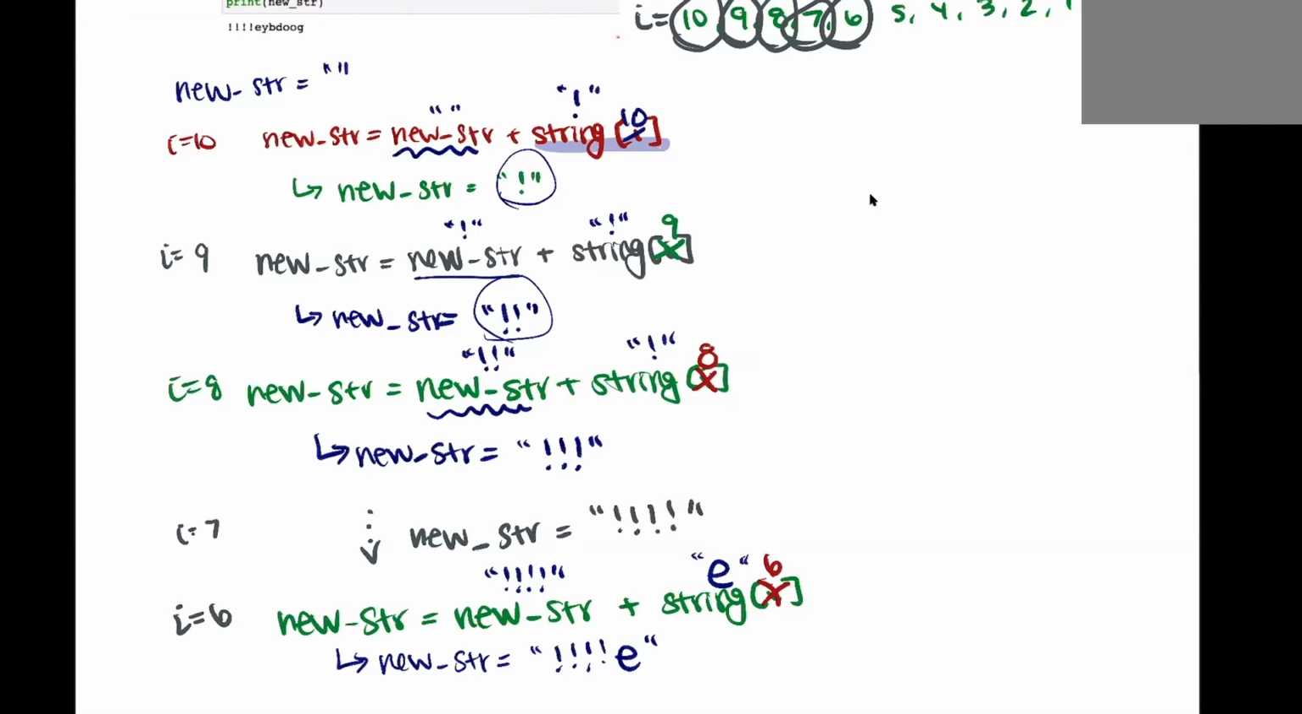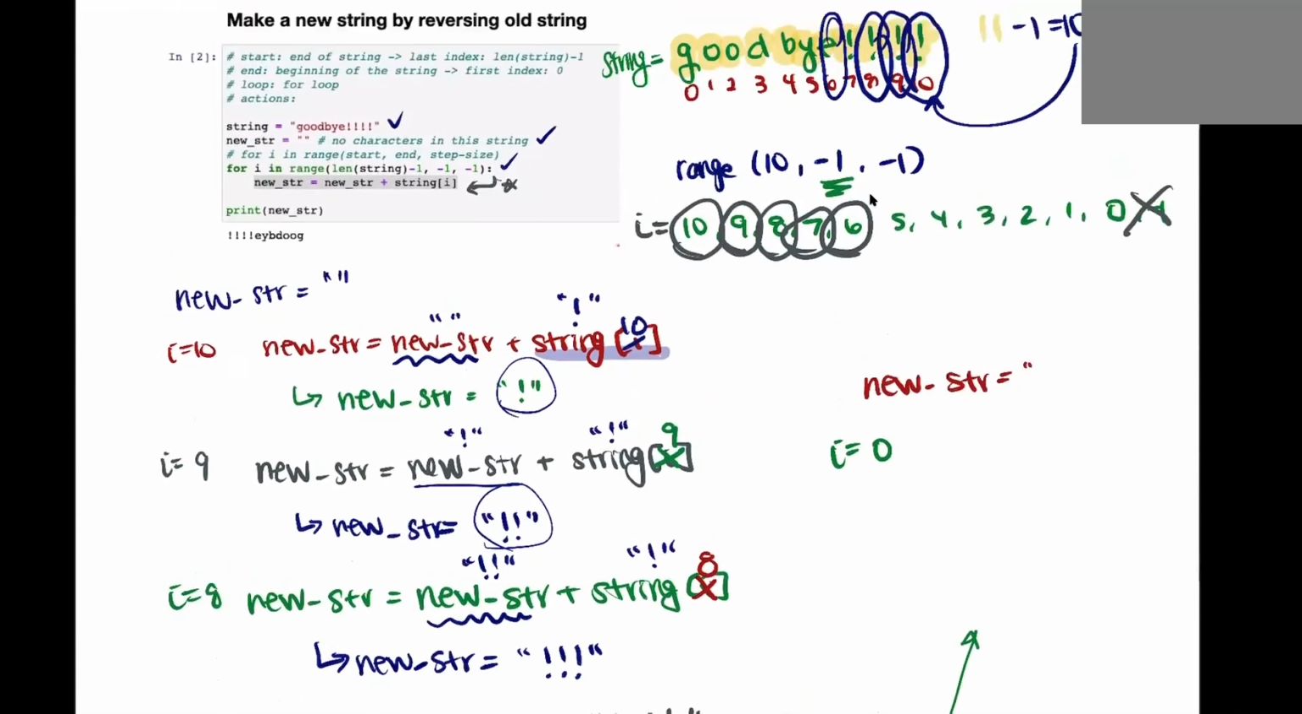I'm going to skip ahead and pretend we are now at i is equal to 0. So when i is equal to 0, let's assume that new str at this point is equal to exclamation mark, exclamation mark, exclamation mark, exclamation mark, E, Y, B, D, O, O. This is what it looks like so far.